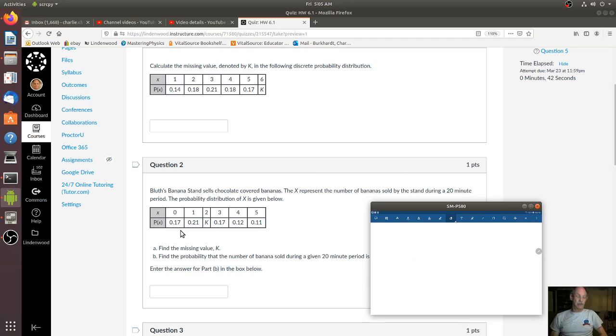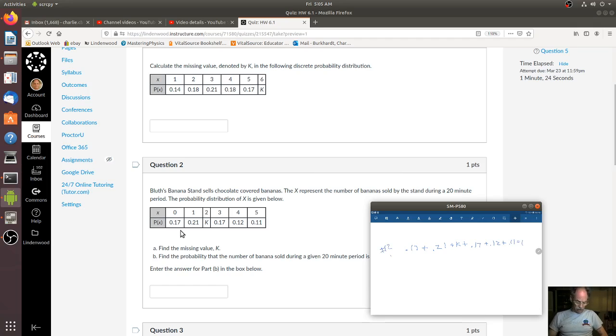So I write, let's see, I need a pen. Where is my pen? Yeah, how about blue today? So 0.17 plus 0.21 plus k plus 0.17 plus 0.12 plus 0.11 equals 1. This is number 2 I'm working on.